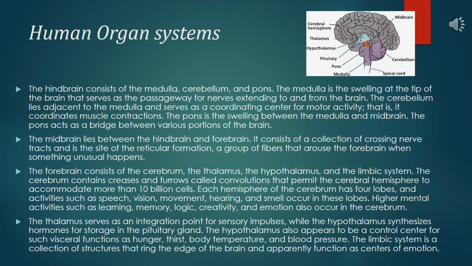The midbrain lies between the hindbrain and forebrain. It consists of a collection of crossing nerve tracts and is the site of the reticular formation, a group of fibers that arouse the forebrain when something unusual happens. The forebrain consists of the cerebrum, the thalamus, the hypothalamus, and the limbic system.